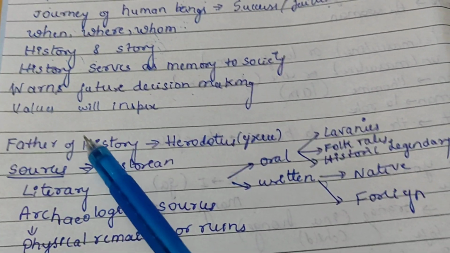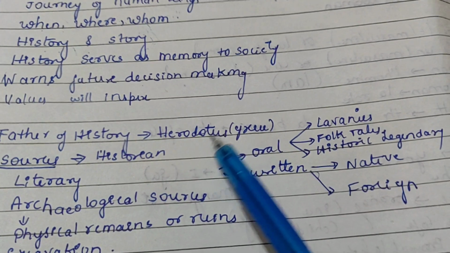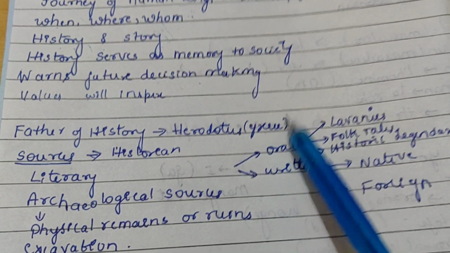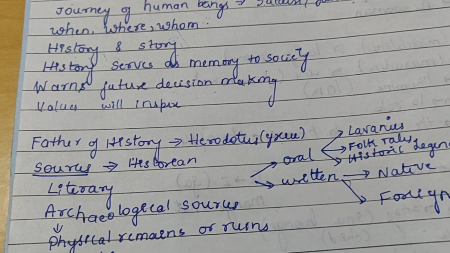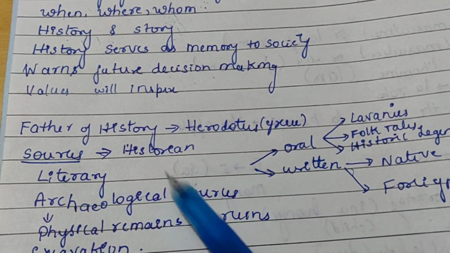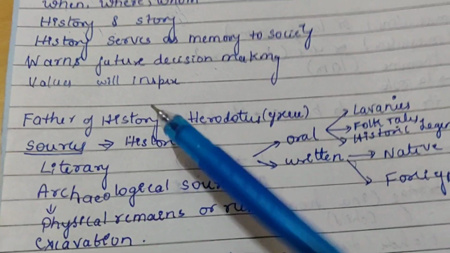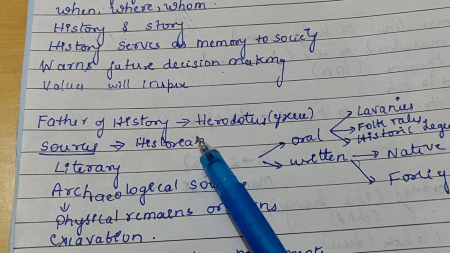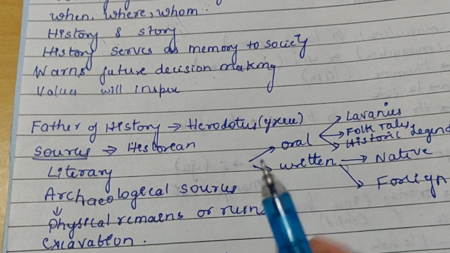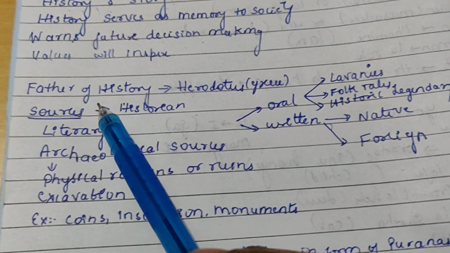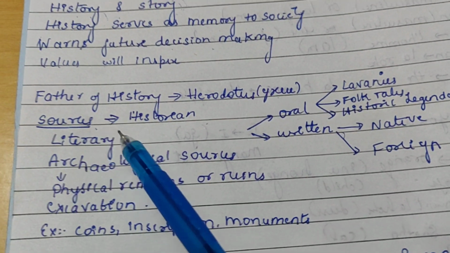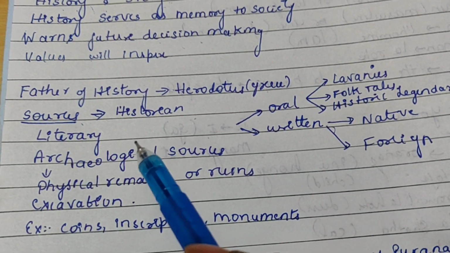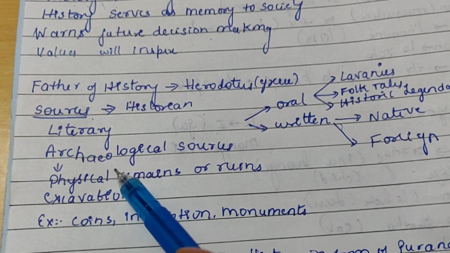So next, the father of history. Who is called the father of history? It is Herodotus. He is from Greece. He is a historian, and he constructed history in a very good way, so he was referred to as the father of history. Now, the person who constructs history is known as a historian. And to believe a history, there should be some proof, right? So there should be some sources, and these sources can be literary sources or archaeological sources. Now I will explain what literary sources and archaeological sources are.